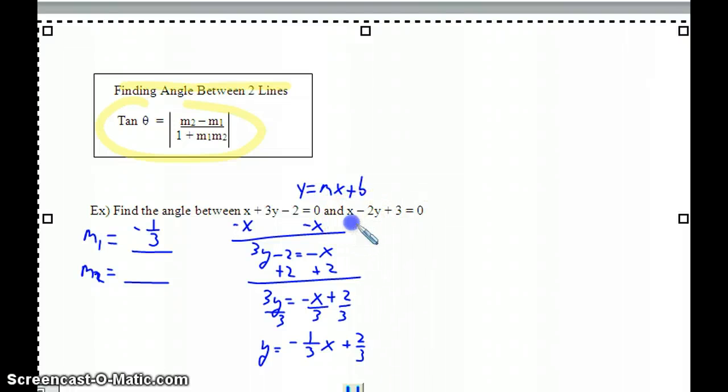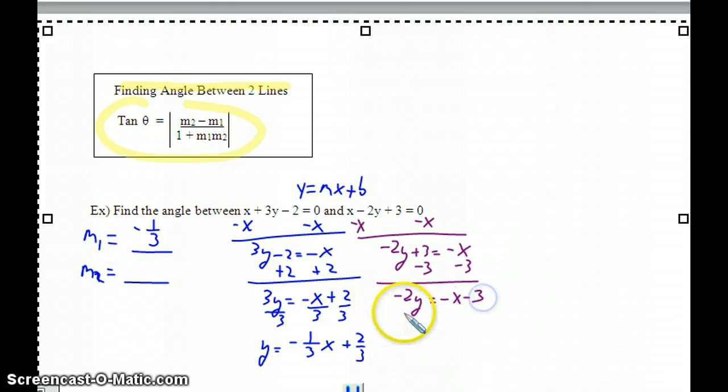Do the same process here for the second equation. Make sure I subtract it from this side. Negative 2y plus 3 equals negative x. Get rid of the 3. Divide by the negative 2. This time I'm finding that y would be equal to a negative over negative is a positive, so positive 1/2 x plus 3/2. Again, the slope for this second line would be 1/2 then.